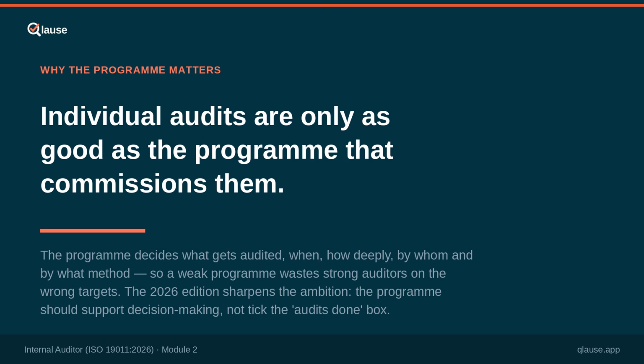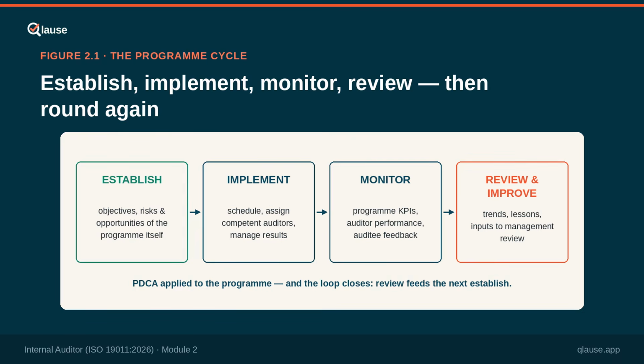ISO 19011 treats program management as a discipline in its own right, with its own plan, do, check, act cycle. And the 2026 edition sharpens the ambition considerably. The program should support the organization's decision-making, not merely tick the Audits Done box for Clause 9.2 of ISO 9001. So let us look at that cycle.